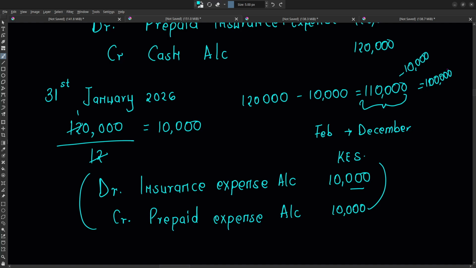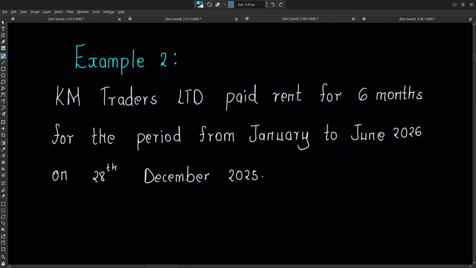So these adjusting entries for a prepaid expense are basically to be able to recognize expense when it has been incurred, not when cash has moved hands. It is being able to recognize expense when it has been incurred. Now let us look at another example.